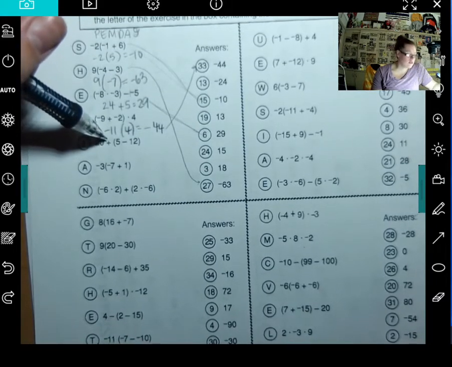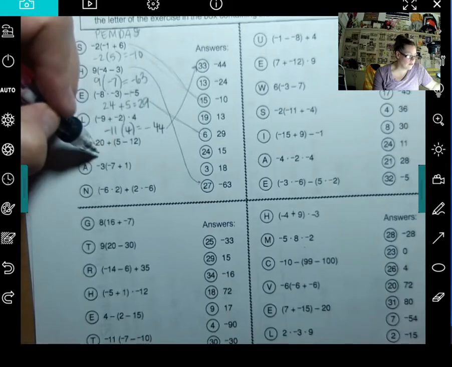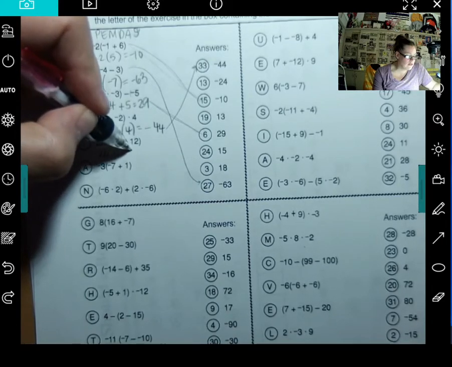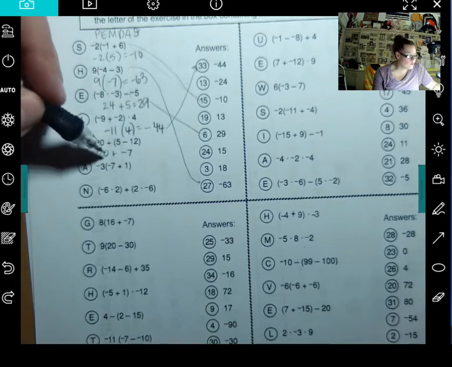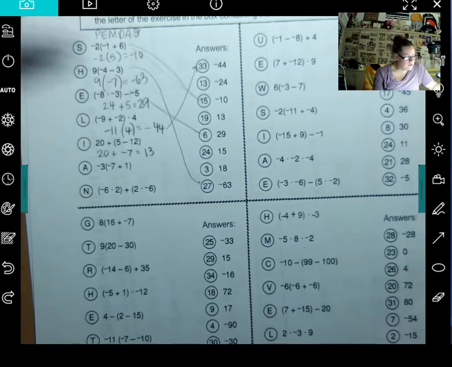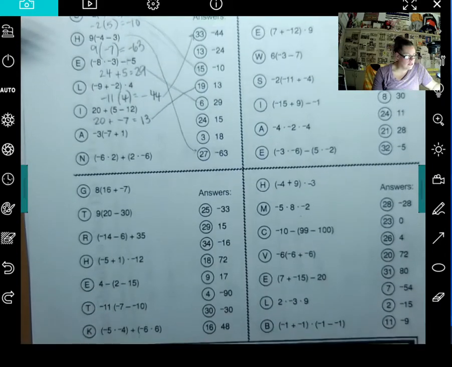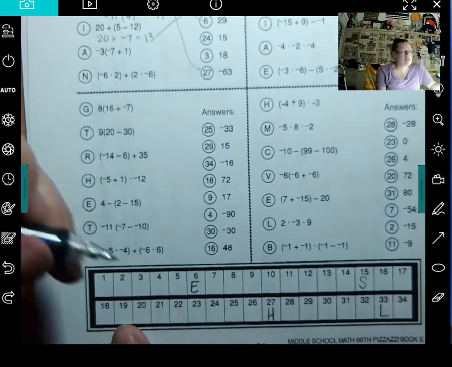20 plus 5 minus 12. So the quantity of 5 minus 12 results in -7. 20 plus -7, so just 20 minus 7 gives us 13. So if we find 13, that goes to number 19, and we have letter I. So 19 is letter I.